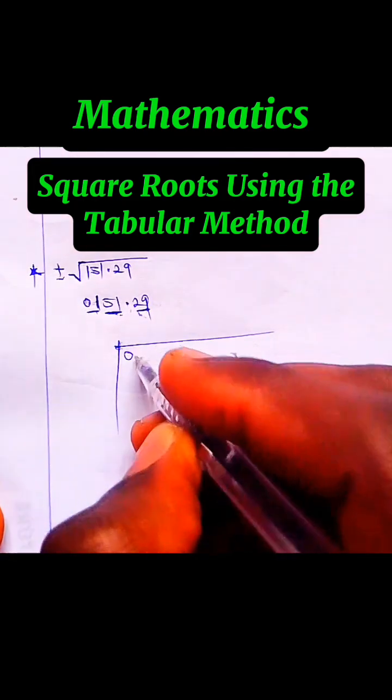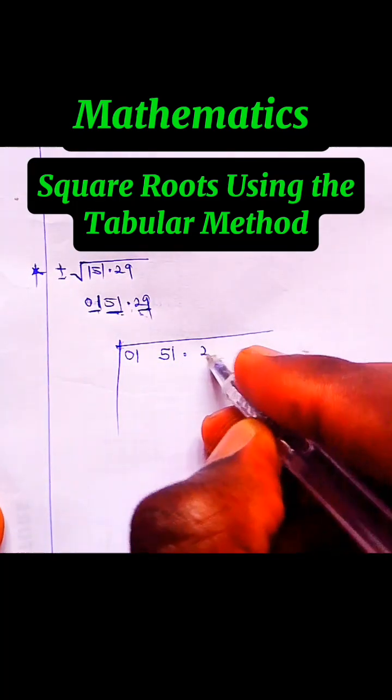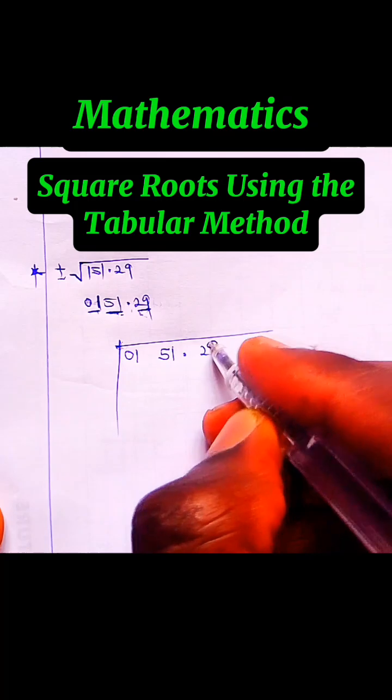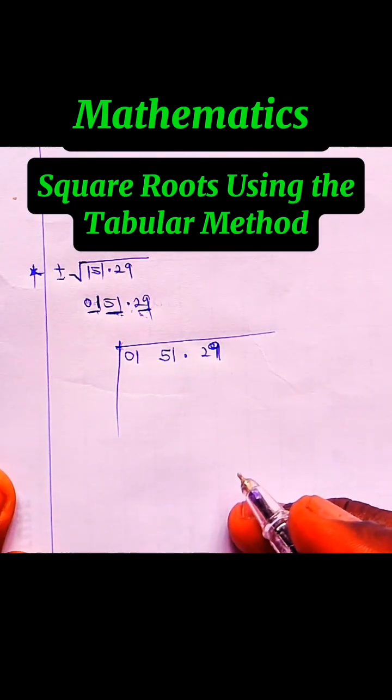So take the number already the way it is grouped: 0, 1, 5, 1, 0.29. Don't forget, you take them in twos because you're talking about square root. You take them in twos. So don't forget the steps.